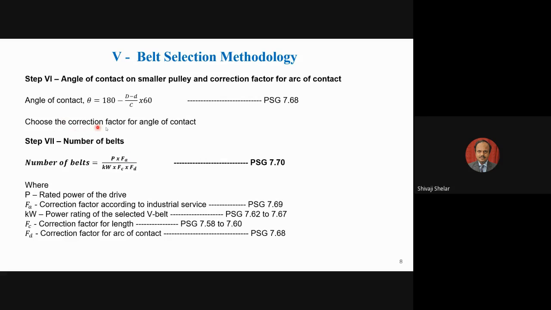Okay, you have to choose the correction factor based on this angle of contact theta, whatever value you are getting here. You have to use that FD value here. Okay, so the final step is to determine the number of belts.